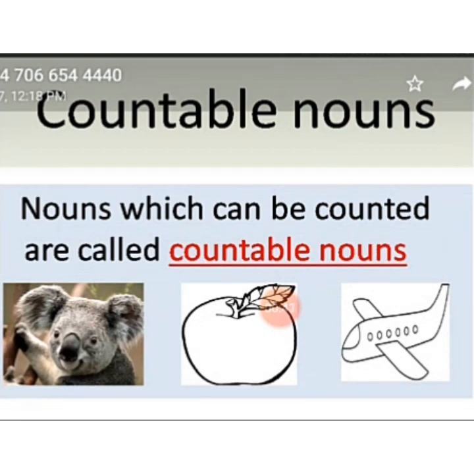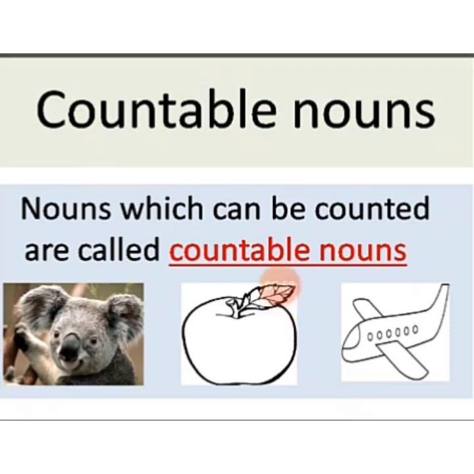As you see in the video, an animal is a countable noun. An apple, an airplane, all those things that you see on the video can be counted as individual, and can also be counted collectively. Therefore, countable nouns are nouns which can be counted, and then you see it, you count it, you touch it. Those are countable nouns.